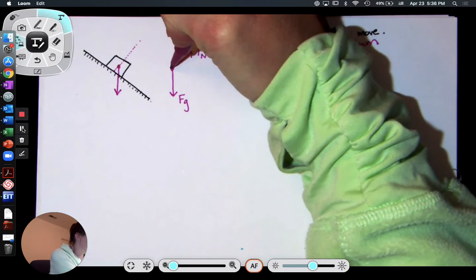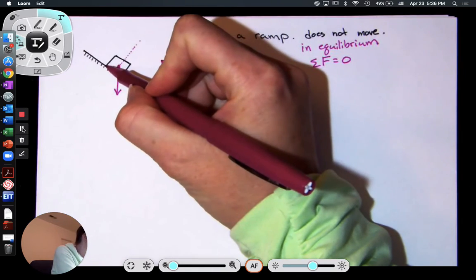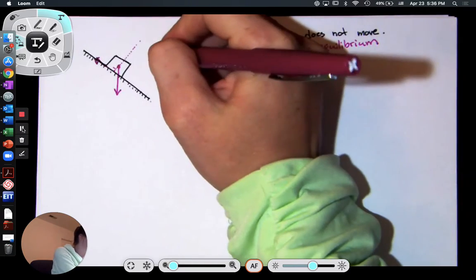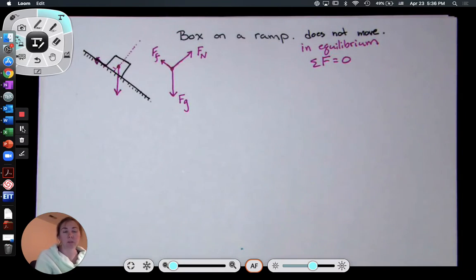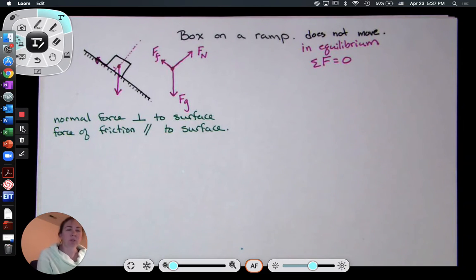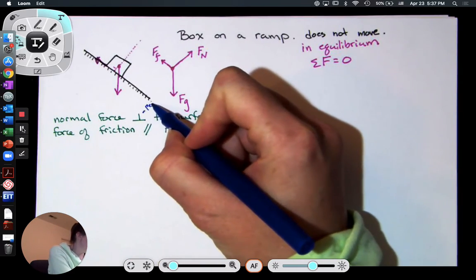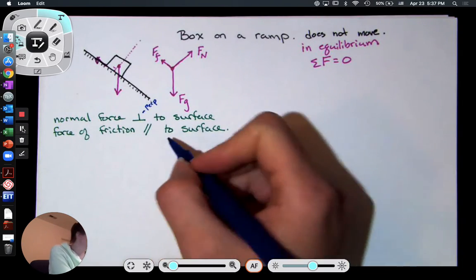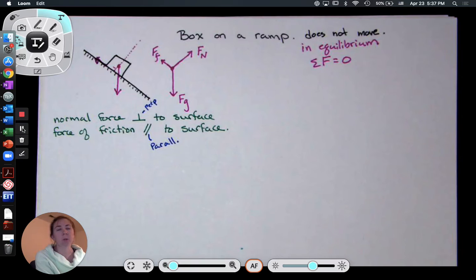So we'll have a force that goes up the ramp, in this direction, that appears right here. That is going to be the force of friction. The force of friction is always parallel to the surface. These are two notations that I want you guys to make sure that you understand. The normal force, this sign means perpendicular, and is perpendicular to the surface, and the force of friction is parallel to the surface. So this means parallel. You might have learned that in math class.